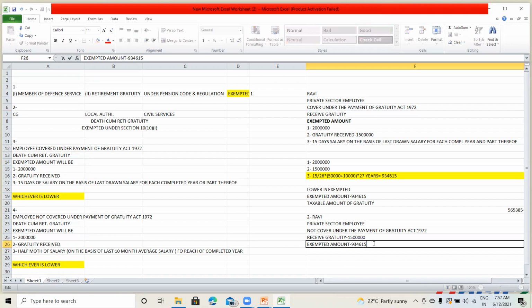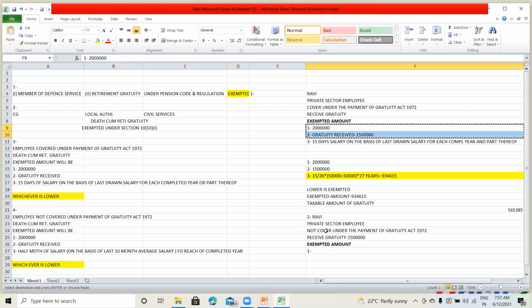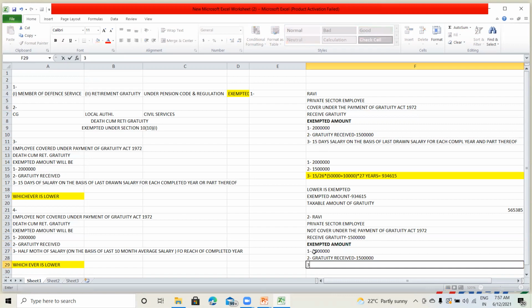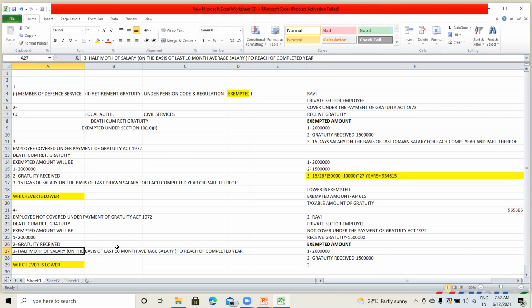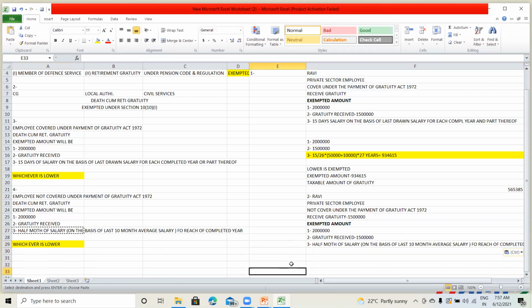Exempted amount of gratuity will be, number one, gratuity received. The exempted amount will be the first and second point are same. Number three, half month salary. It is half a month salary on the basis of last 10 month average salary for each of the completed year.